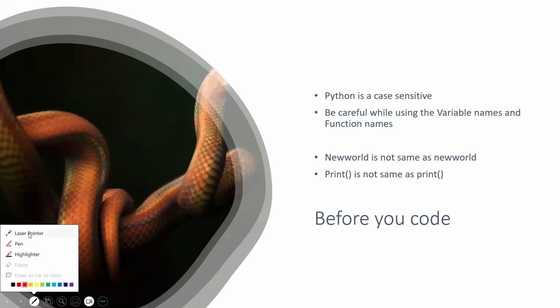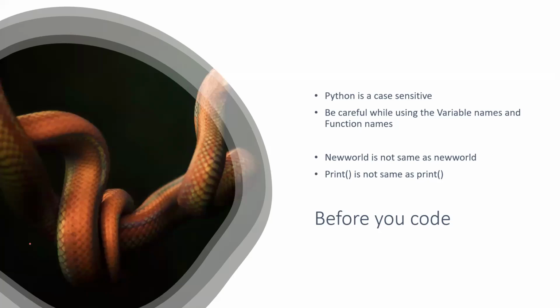So if you learn something, before you start coding in Python, we need to learn a few basic fundamental things. Okay, what is the first fundamental thing? Python is case sensitive. What do you mean by case sensitive?